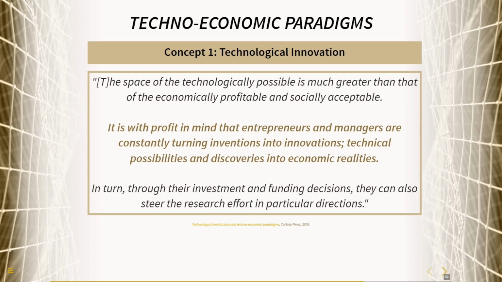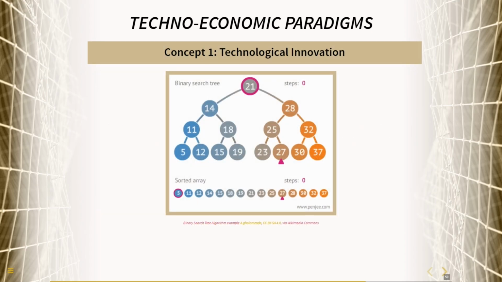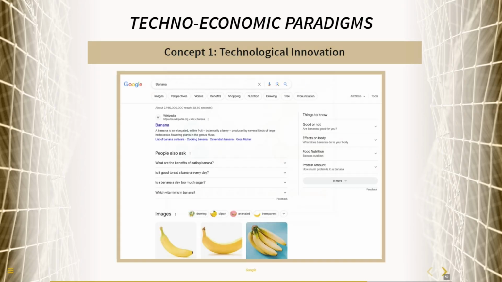Investment and funding decisions can actually steer research efforts into particular directions, again, for better or worse. But let's look at some examples of for better. Here's an example of the binary search tree algorithm. If you take a computer science class, this is one of the first algorithms you'll learn, and it's fundamentally a searching algorithm. And so there were lots of different kinds of searching algorithms that we thought about in mathematics first. We then turned them into algorithms in computer science, and they really then became the platform for innovation.